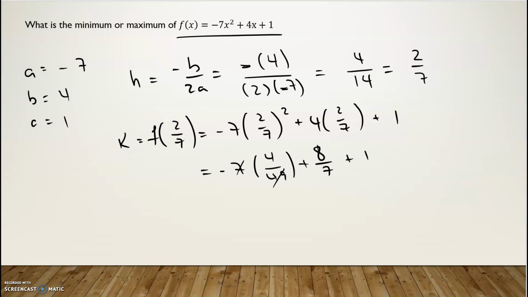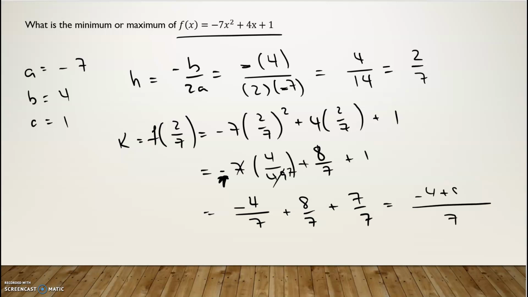I can take a 7 out here, and here I'm left with a 7. So -4, don't forget that negative that's right there. -4 over 7 plus 8 over 7. I'm going to change this 1 to a 7 over 7. So now I have -4 plus 8 plus 7. So 8 plus 7 is 15. 15 minus 4 is 11. So 11 over 7. So our vertex is 2 over 7, and then 11 over 7.